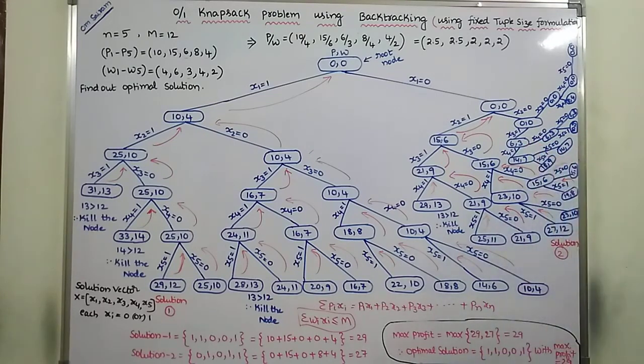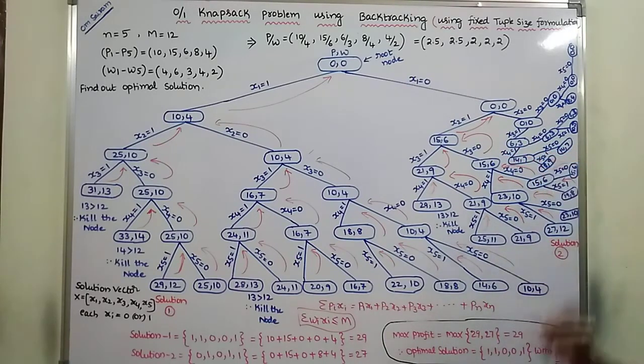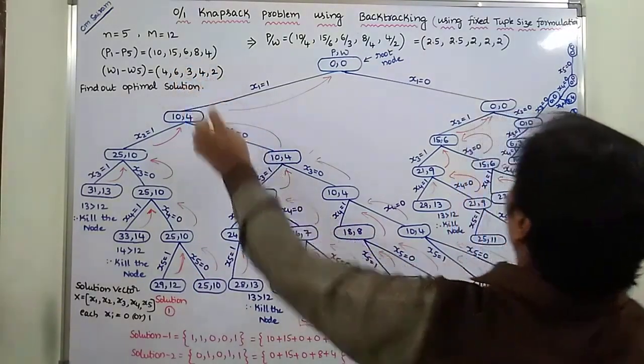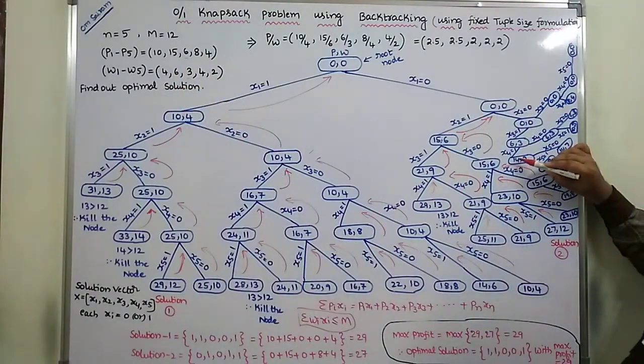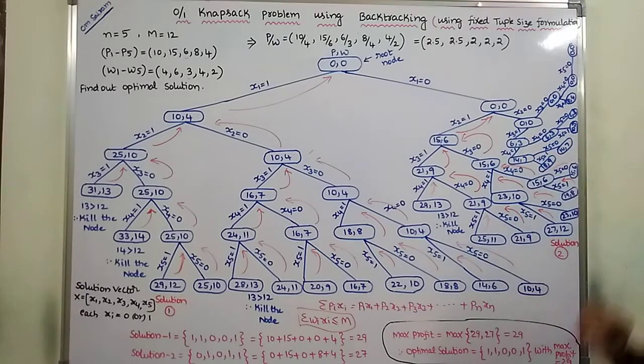Here 3 is less than or equal to 12, condition true, we have to extend that node by x suffix 4 is equal to 1. That means the fourth object is considered. The fourth object's profit is 8 and weight is 4. So 6 plus 8 is 14, 3 plus 4 is 7, that is 14 comma 7.